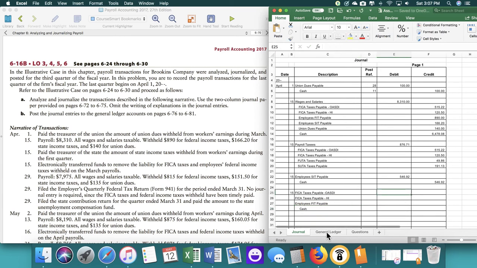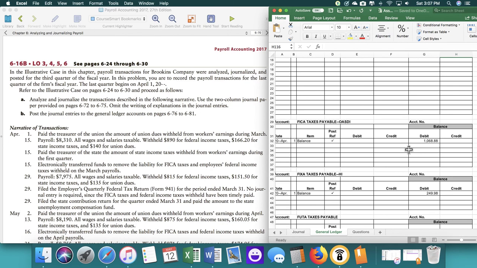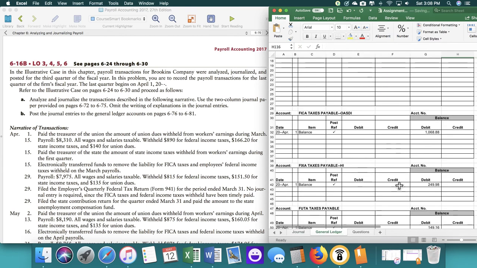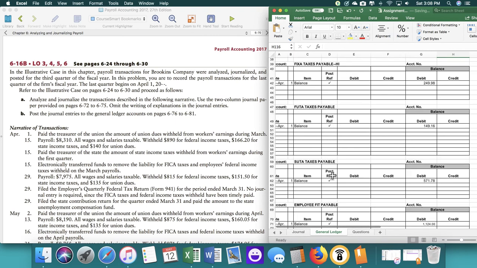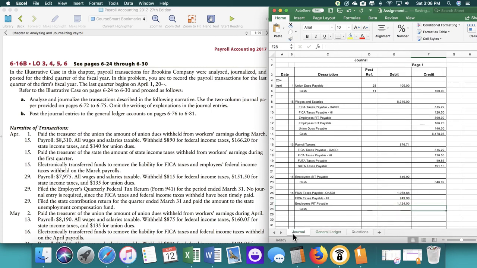So FICA taxes payable for OASDI, we're going to look at what we have. And so it's going to be the balance listed of $1,068.88. So 1068.88. HI again, we're just going to look, so it's $249.98. And then employees FIT payable is $1,124. And then we're just going to add the amounts up. Save some time, let Excel do it. And then there is the amount for that.